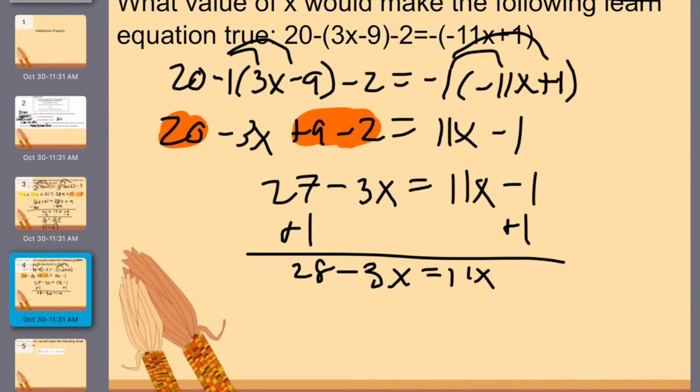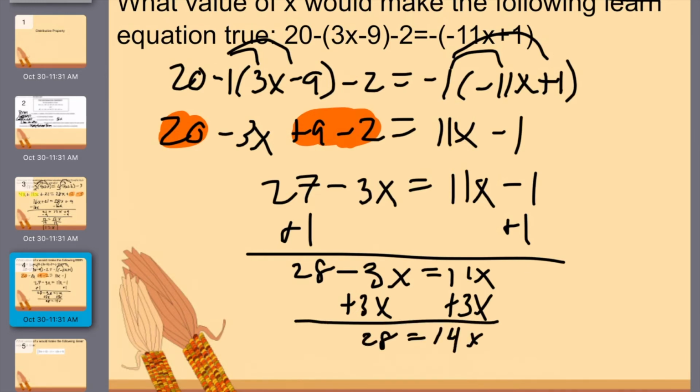I want to move my negative 3x over to the other side, which means I need to do the opposite of subtracting, which is adding. So I'm going to add 3x on both sides. And I get 28 equals 14x. Again, that's 14 times x, so I need to divide in order to get rid of that 14. And I find that 2 is equal to x. So 2 is the value of x that would make the following equation true.